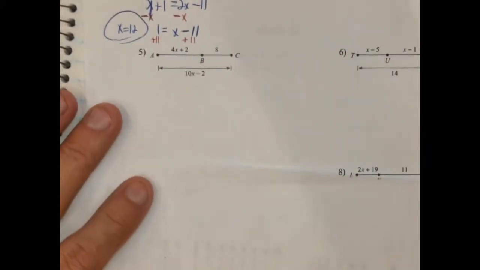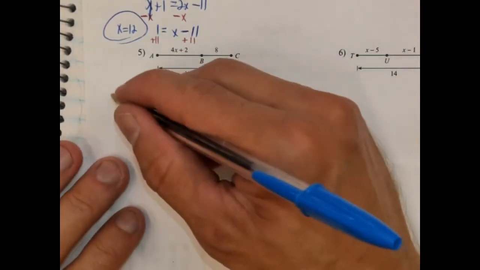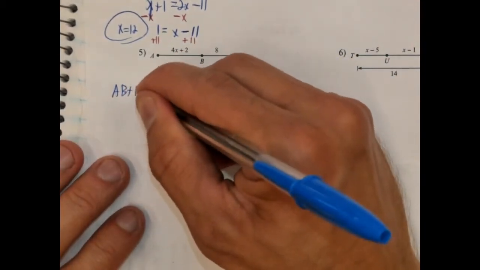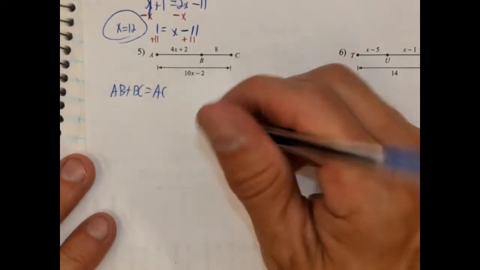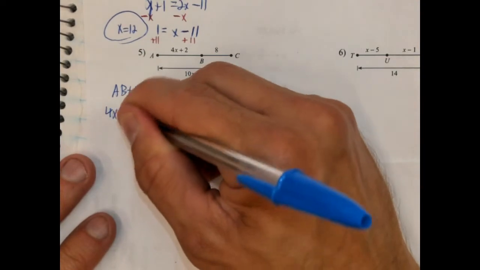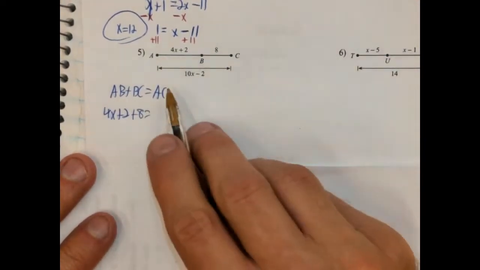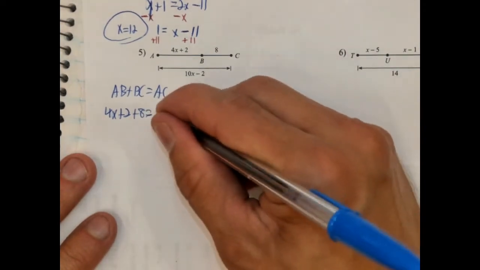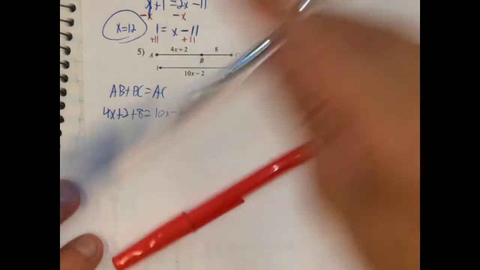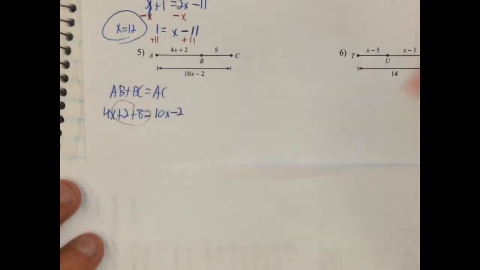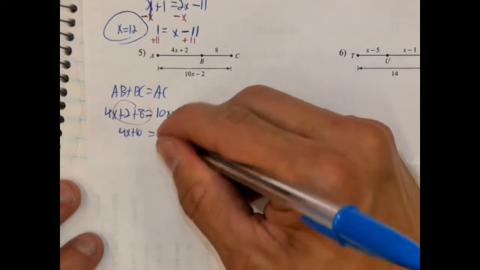There we go. So AB plus BC equals AC. AB plus BC equals AC. So AB is 4x plus 2. BC is 8. And AC is 10x minus 2. So let's combine like terms here. So we're going to have 8 plus 2 is, of course, 10. So we're going to have 4x plus 10 equals 10x minus 2.